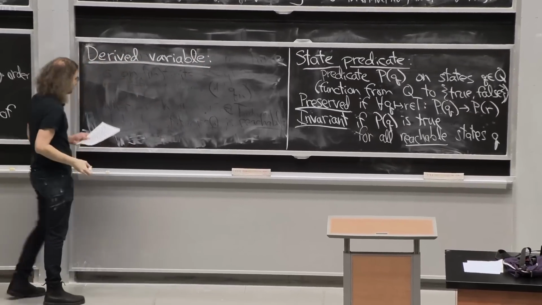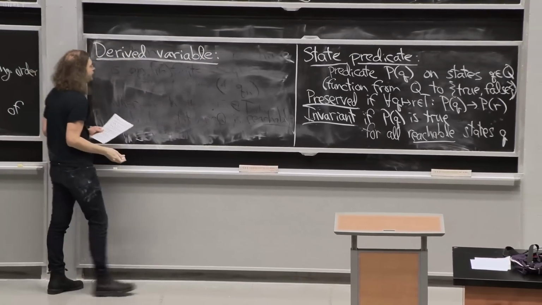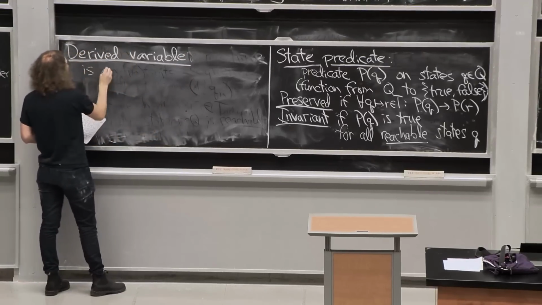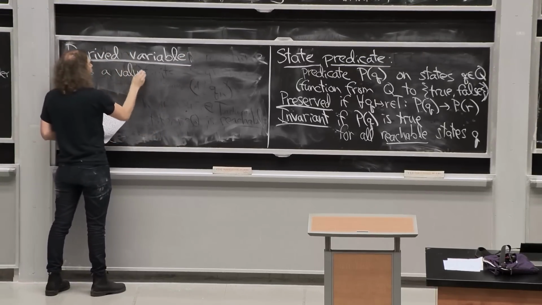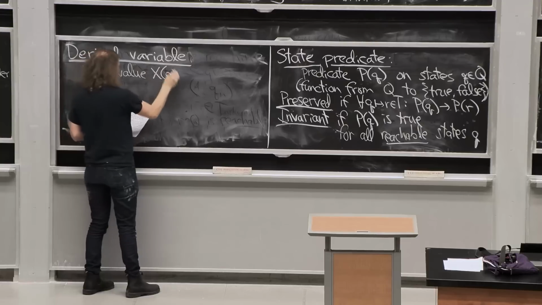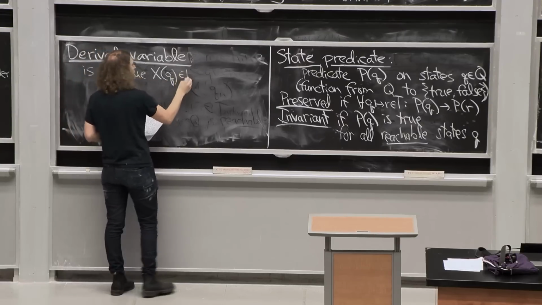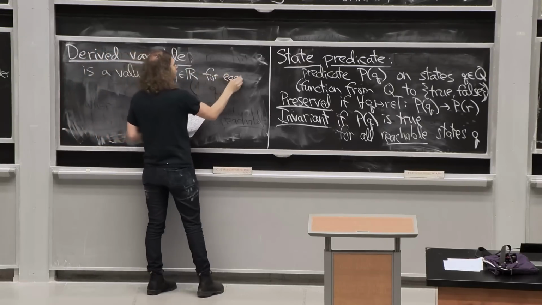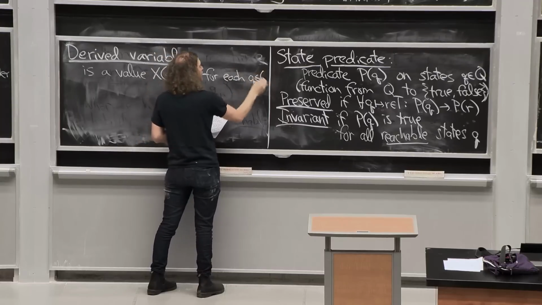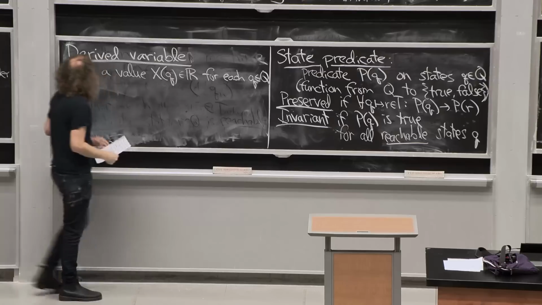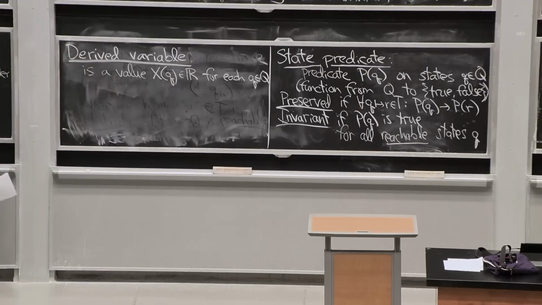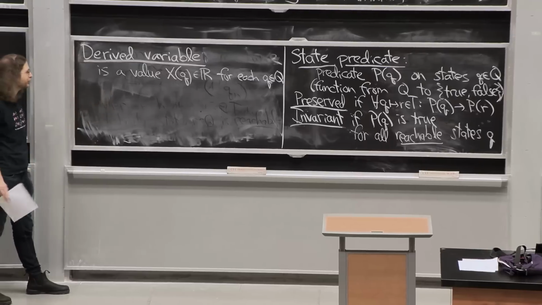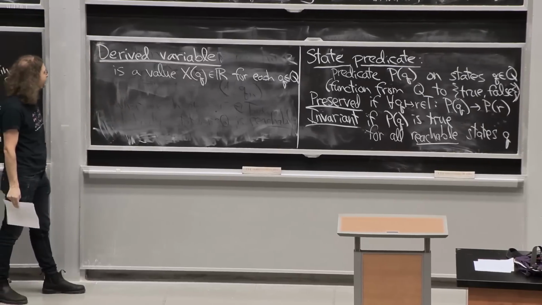Let me define a general tool for this. This is how we will always prove termination in this class. It's called a derived variable. This is actually sort of a reference to random variables, which we will see when we get to the probability section of the class. Lots of forward references today.